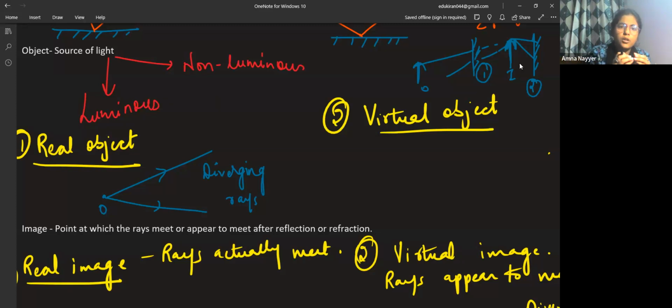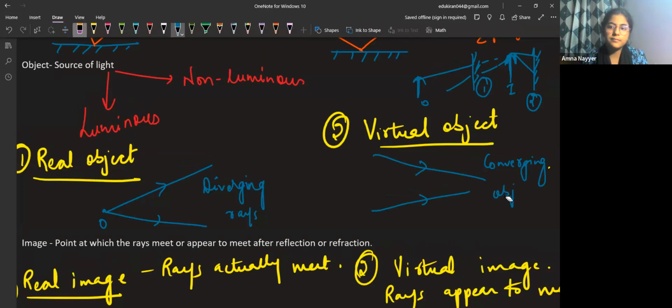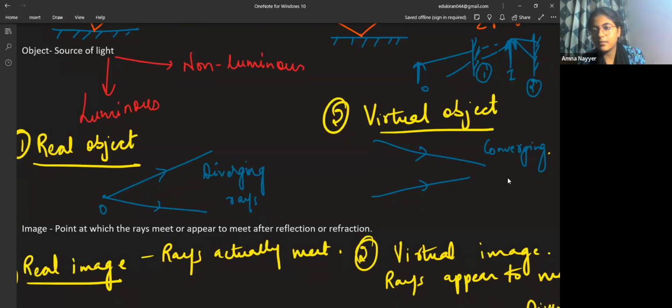Means actually it's not an object, and virtual does not mean fictional, you are imagining. Fine. Virtual object means real object is not present. Somewhere due to intersection of light, some image has been formed which is further acting as object. That is what is meant by virtual object. And best way is light rays will be converging at a point. So these are converging rays, not objects. These are converging rays. So this is how you have to identify.